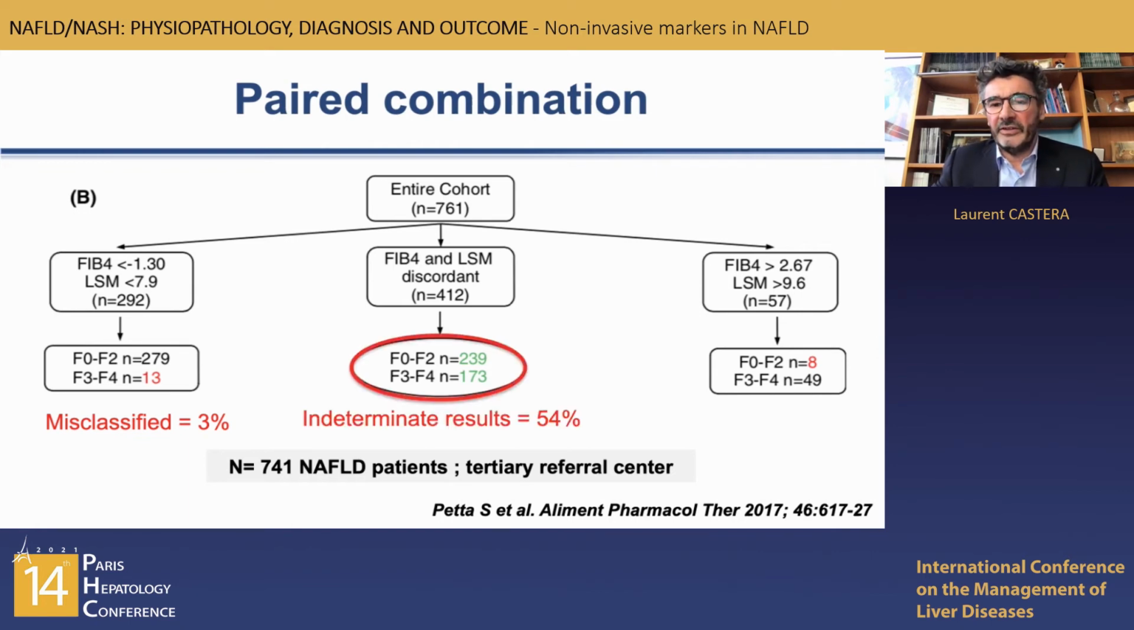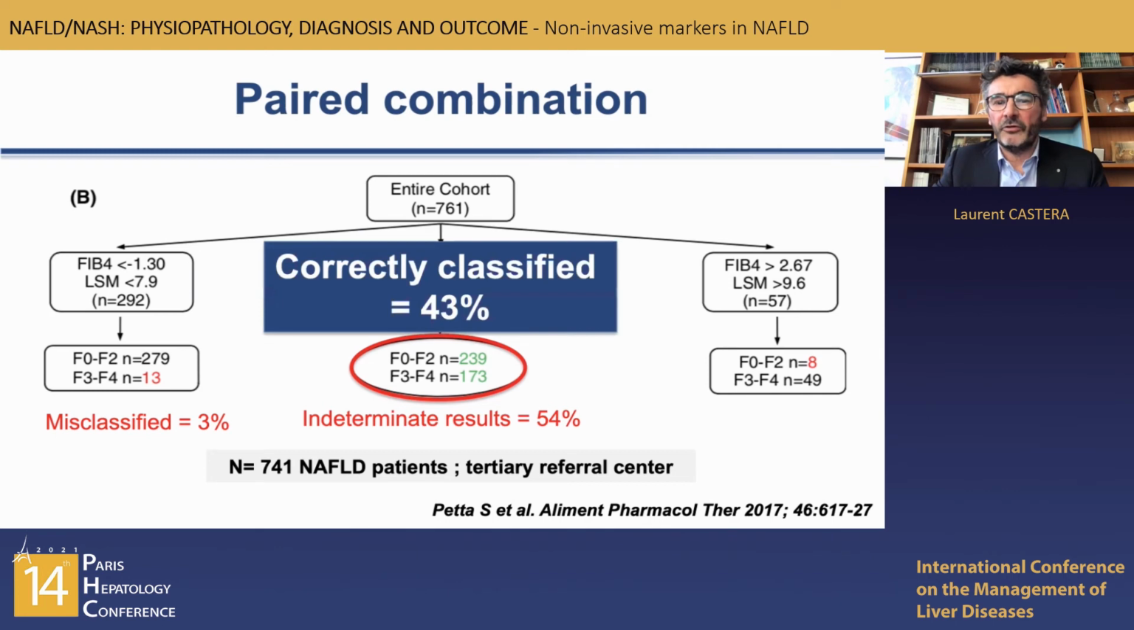The issue is the indeterminate results. When they are discordant, it's more than 50%, and then a liver biopsy is needed. And overall, you correctly classify less than 50% of your patients.